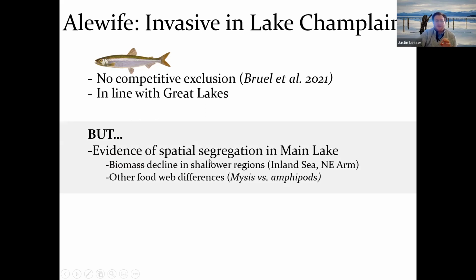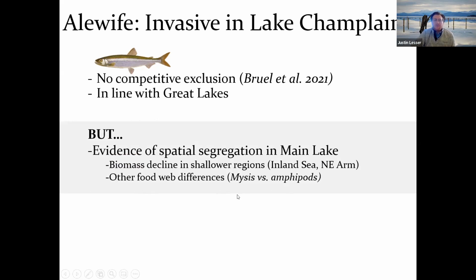We do see evidence of spatial segregation in the main lake, where smelt are forced a little lower because alewife come in and dominate the upper regions of the lake. Smelt get forced into deeper areas. And in those other regions of the lake where it's shallower, where they don't have that deep region they can adapt to, there is evidence of some biomass effect.